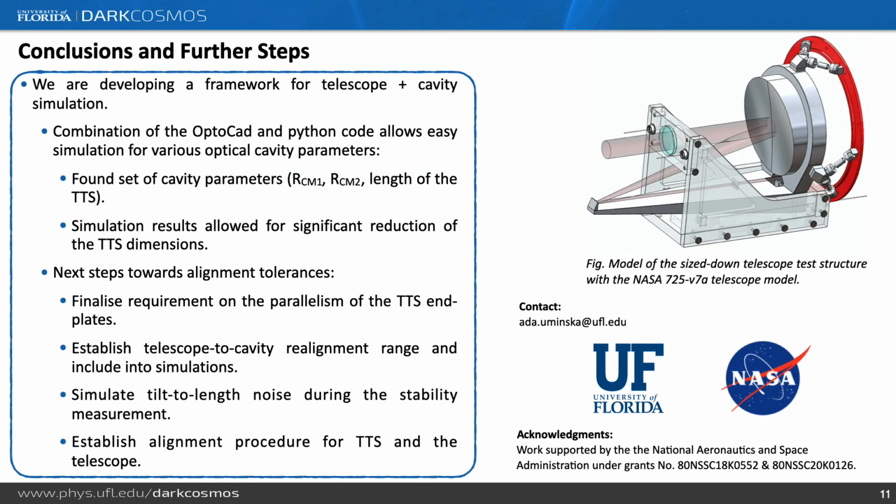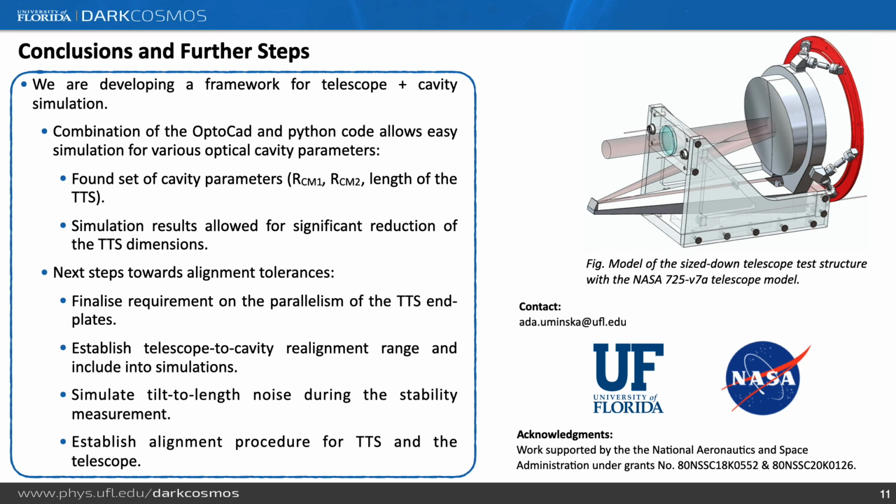Summarizing my presentation, we are developing a framework for simulations of an optical cavity built around the telescope. The combination of the AutoCAD and Python codes together with the telescope optical layout provided by NASA allowed us to find a set of stable cavity parameters, and as a result reduce the size of a TTS. The current size-down model of the TTS is shown in the right top corner.